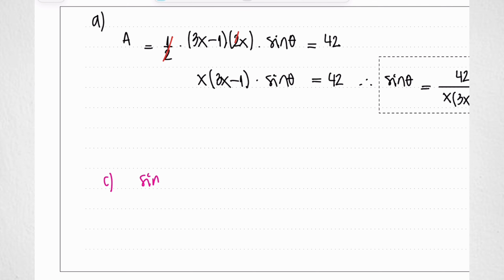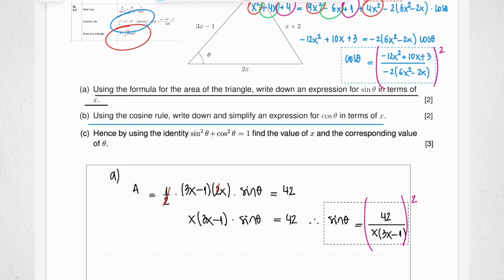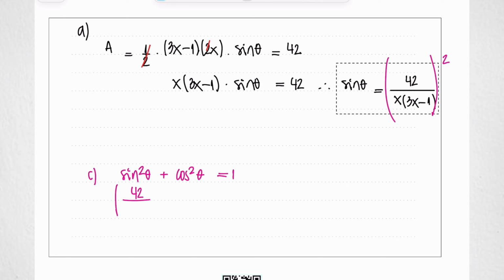So what do we have in question C? Sine squared plus cosine squared is equal to 1. Therefore, we're going to square this one, and we're going to square this one as well, and place it over here. Now using the numeric solver, be careful when you're inputting this equation into your GDC, because it's very easy to make a typo.